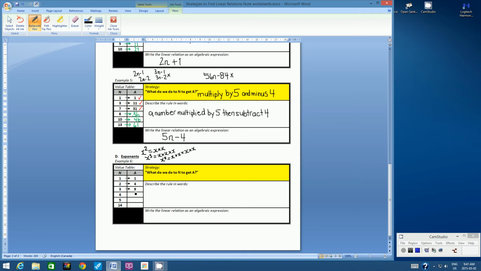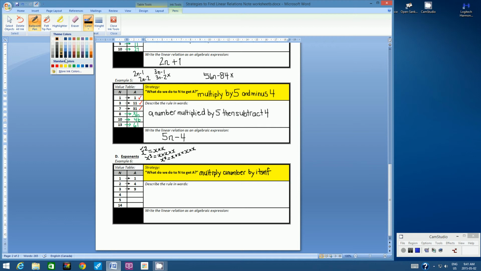Okay. So what do you think? Which one's it going to be? Well, it looks like it's this one, right? So what is the strategy? Well, it looks like we multiply a number by itself. Okay, multiply a number by itself.